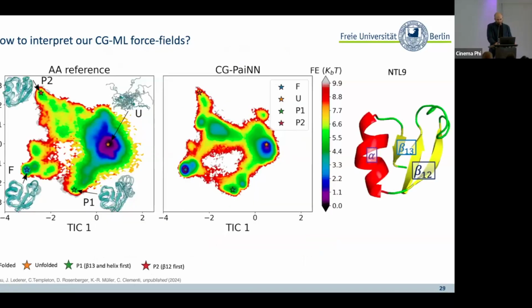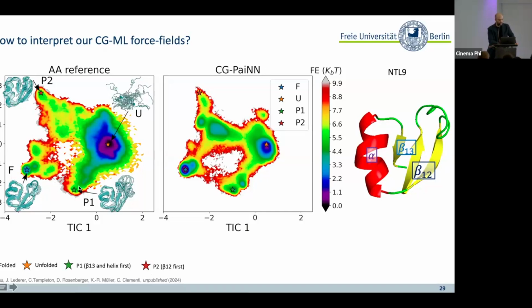We can use this interpretation method also for proteins. So in particular here, I'm showing you the free energy surface of NTL9. Jan, you talked about NTL9 before. It's an interesting system because it has a mixed secondary structure. So we have alpha structure and beta structure. And the reference free energy surface presents a folded state, an unfolded state, and two major folding pathways.